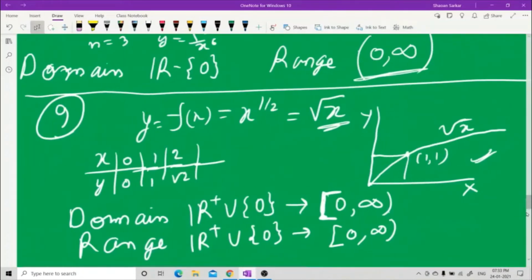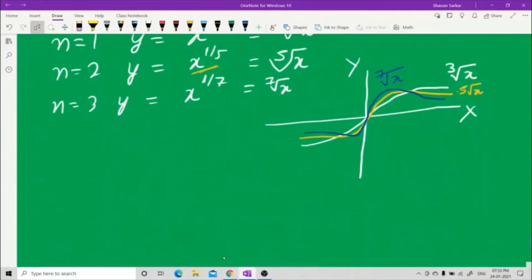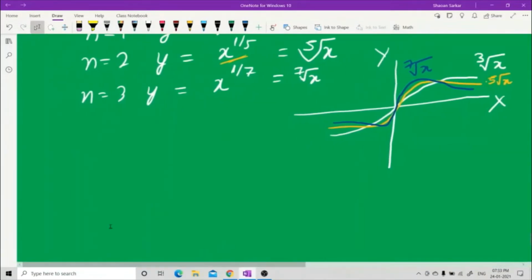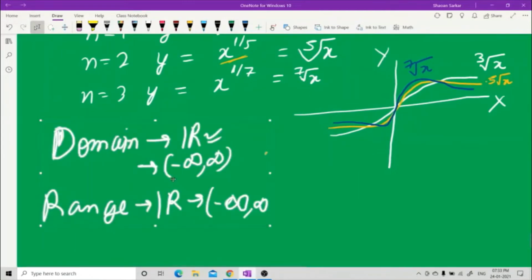Now let me come down. Let me copy this exactly here. Paste it exactly here. Okay, fine. Now here again, I'll do some corrections for you. The rest remains the same. The domain and range remain the same as they were for the cube root graph.